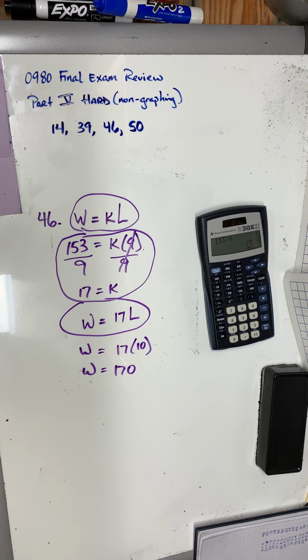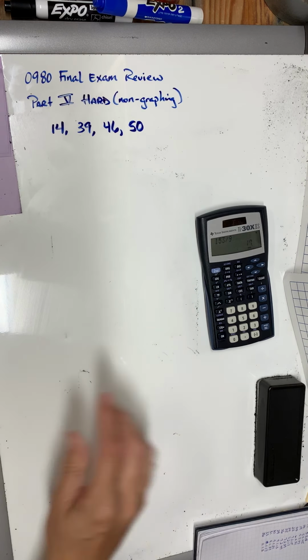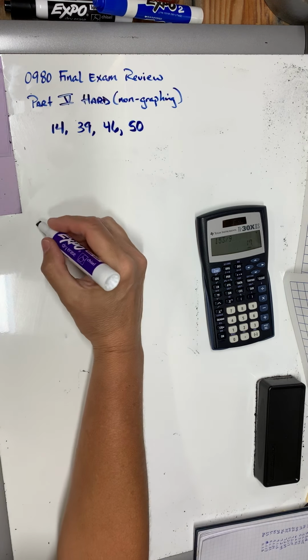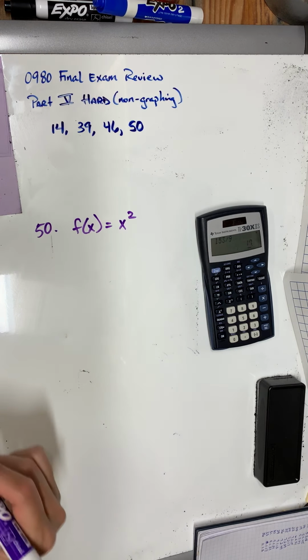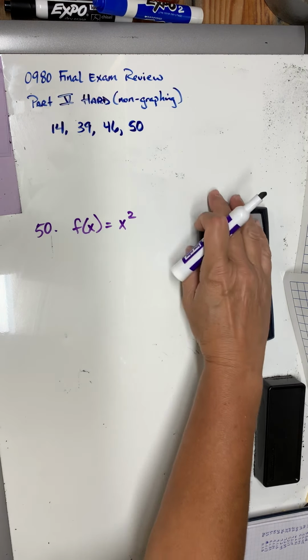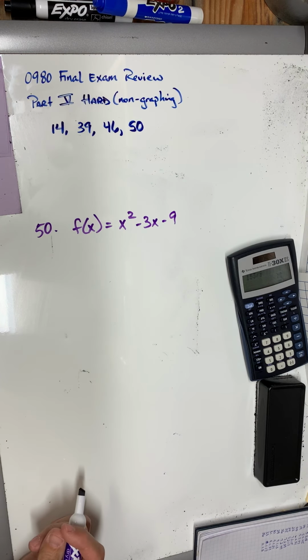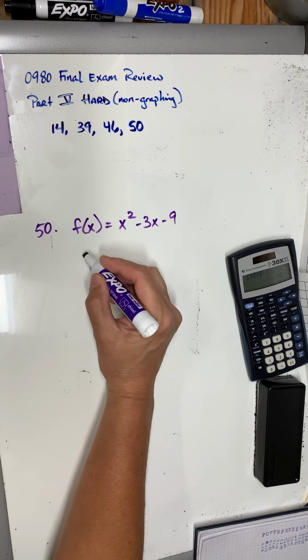And the last question is number 50. And this one is, I think, the hardest of the whole thing. And you'll see why in a second. So it gives me f of x equals x squared minus 3x minus 9. And it says find the input values that make the function 0. In other words, they want me to make the function 0.